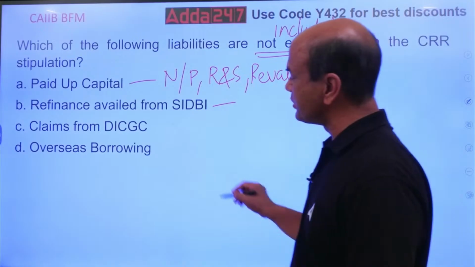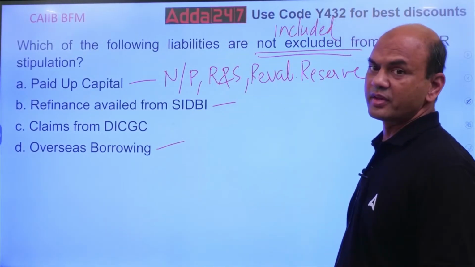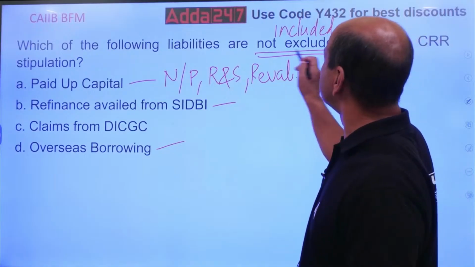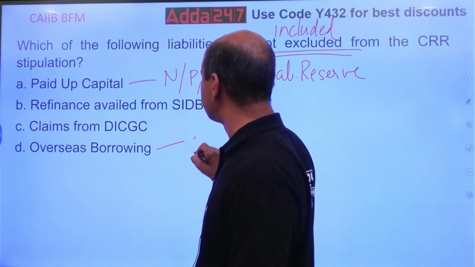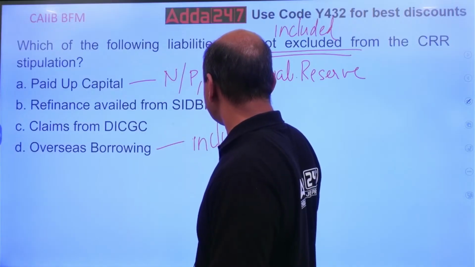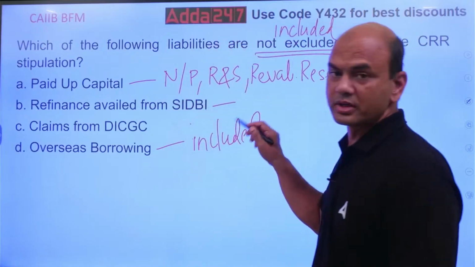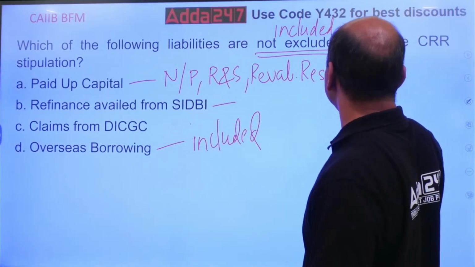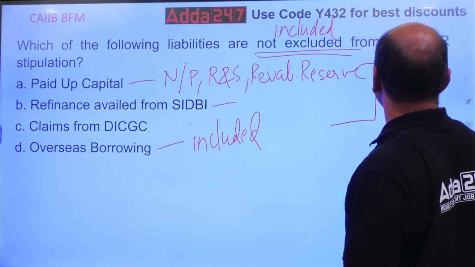But overseas borrowing. So this will be not excluded from this. So this is not excluded, means this is included. And these all are not included.